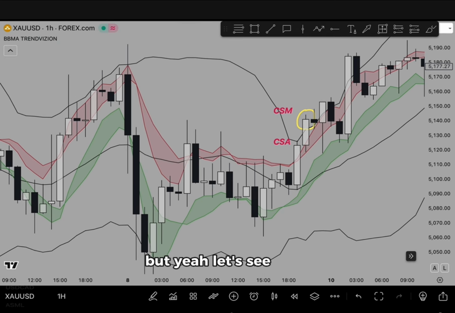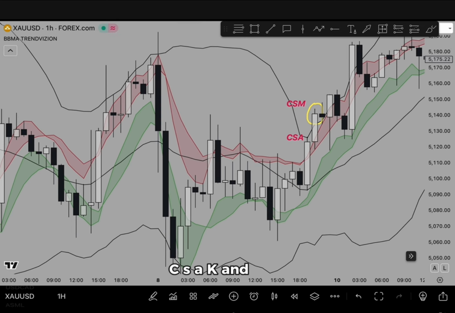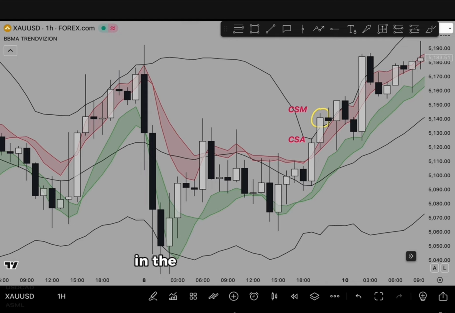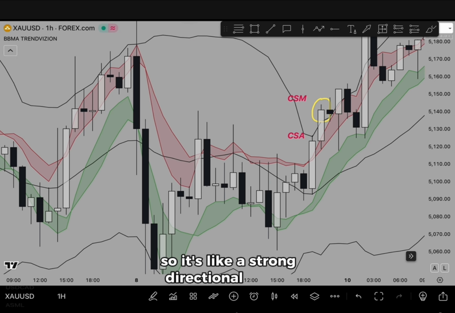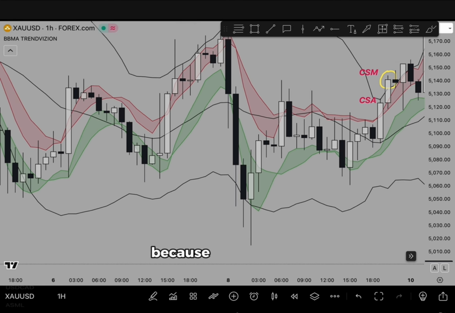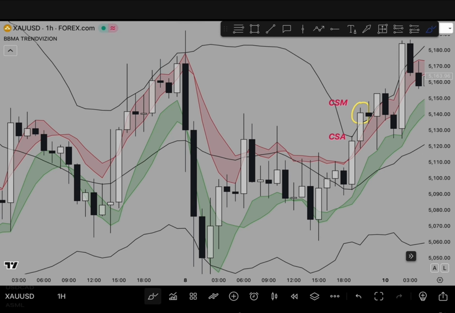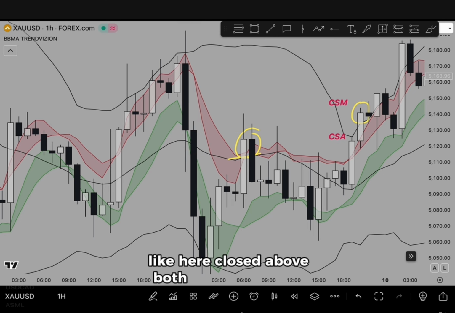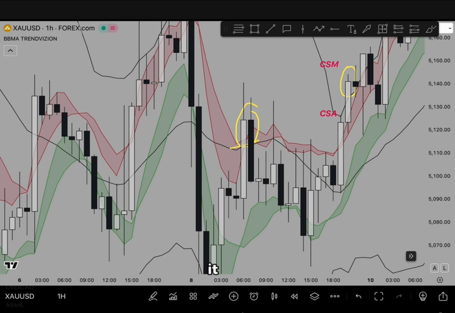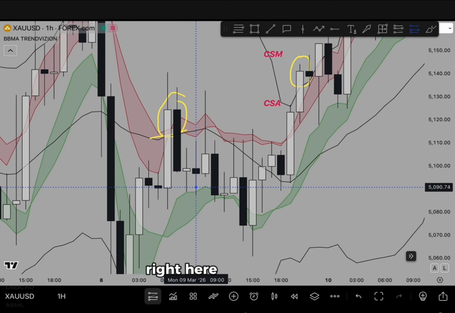But let's see what the third one is. It's called CSAK, and the K in the Malaysian language stands for strong, so it's like a strong directional candle, because it also closes above the middle Bollinger Band and the moving averages. For example, like here, closed above both. Now, in this case, it gave a move, as you can see right here.